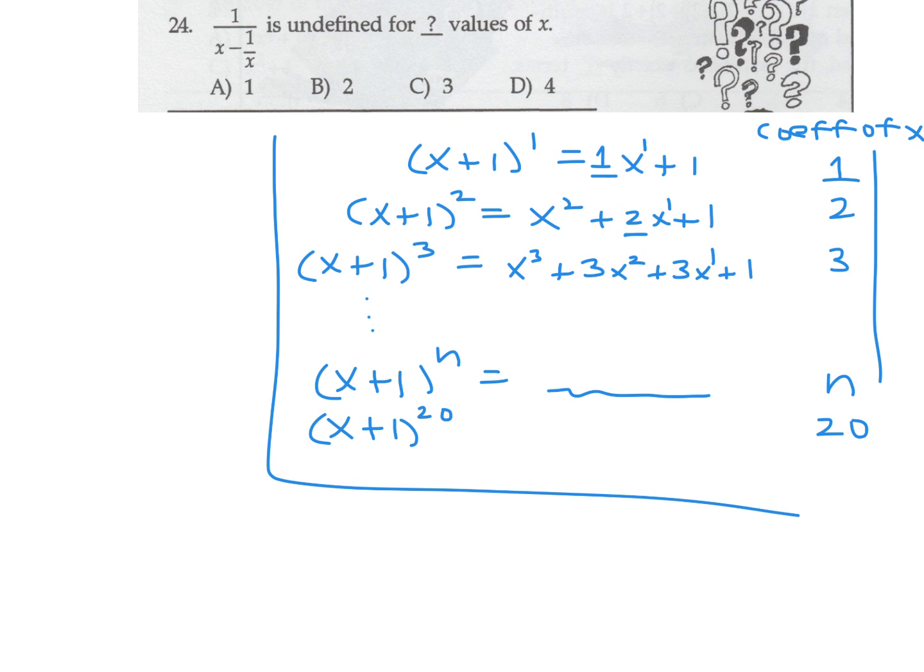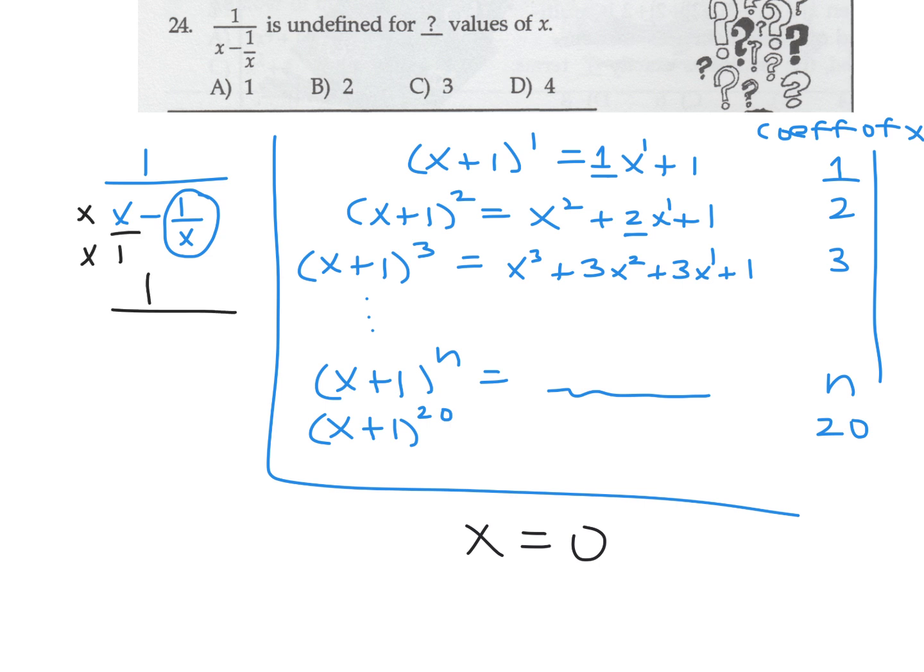So this expression is undefined. Well, right off the bat, you can see they have 1 over x minus 1 over x. So this guy right here is undefined when x equals 0. So let me just put that out there: x equals 0, that's an answer. And now let's continue with this.